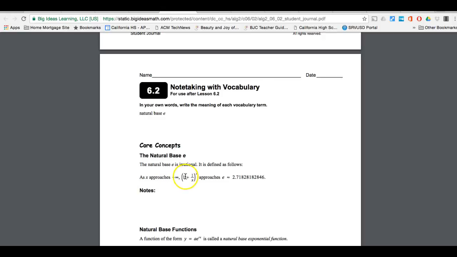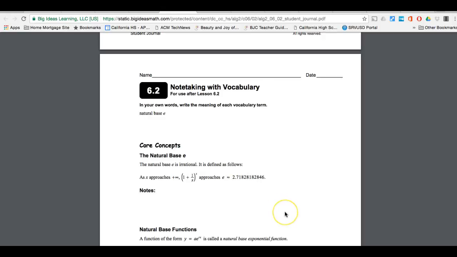So if you take 1 plus 1 over a really large number and take that to that really large number's power, you're going to get roughly 2.718281828, and so forth. So as your number gets higher and higher, you're going to keep extending this decimal out and out and out.